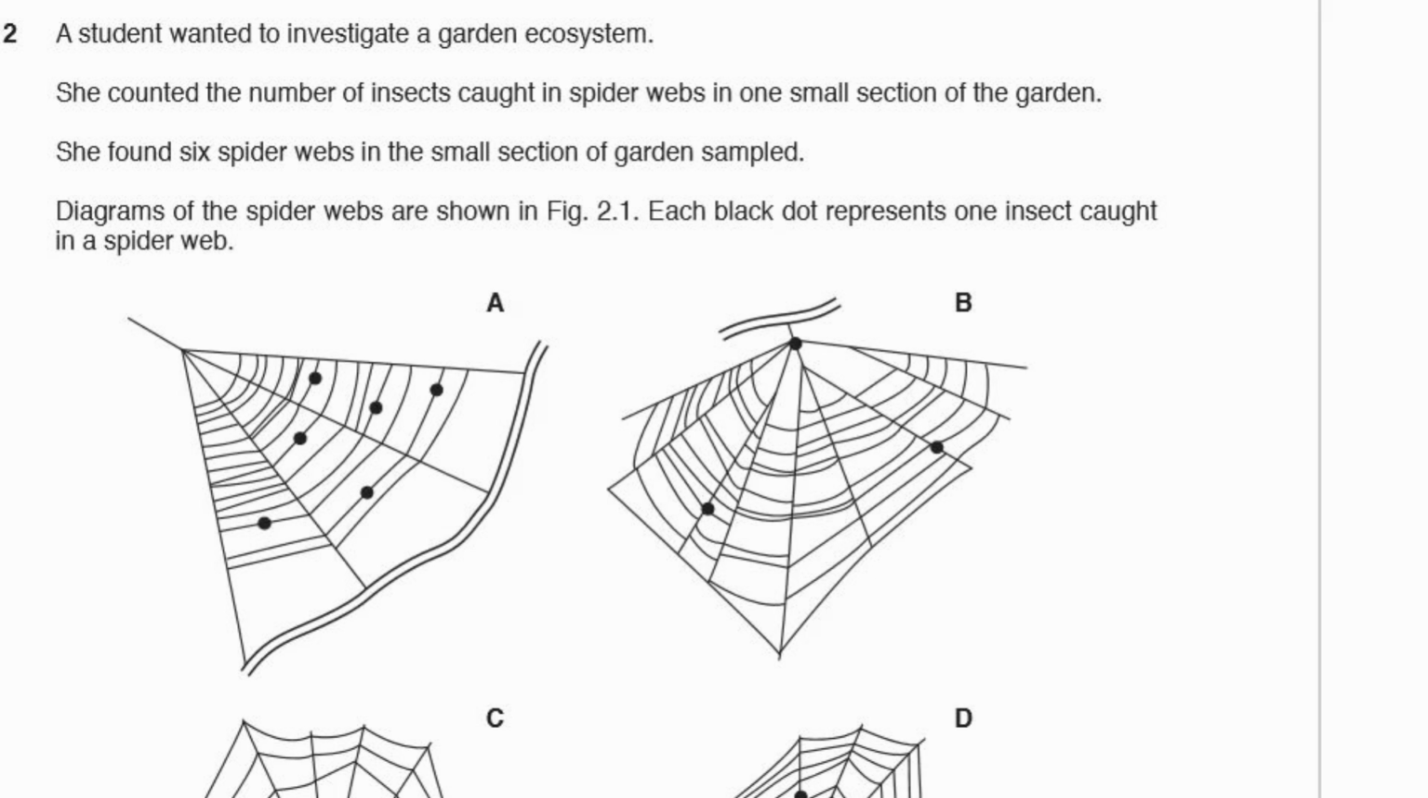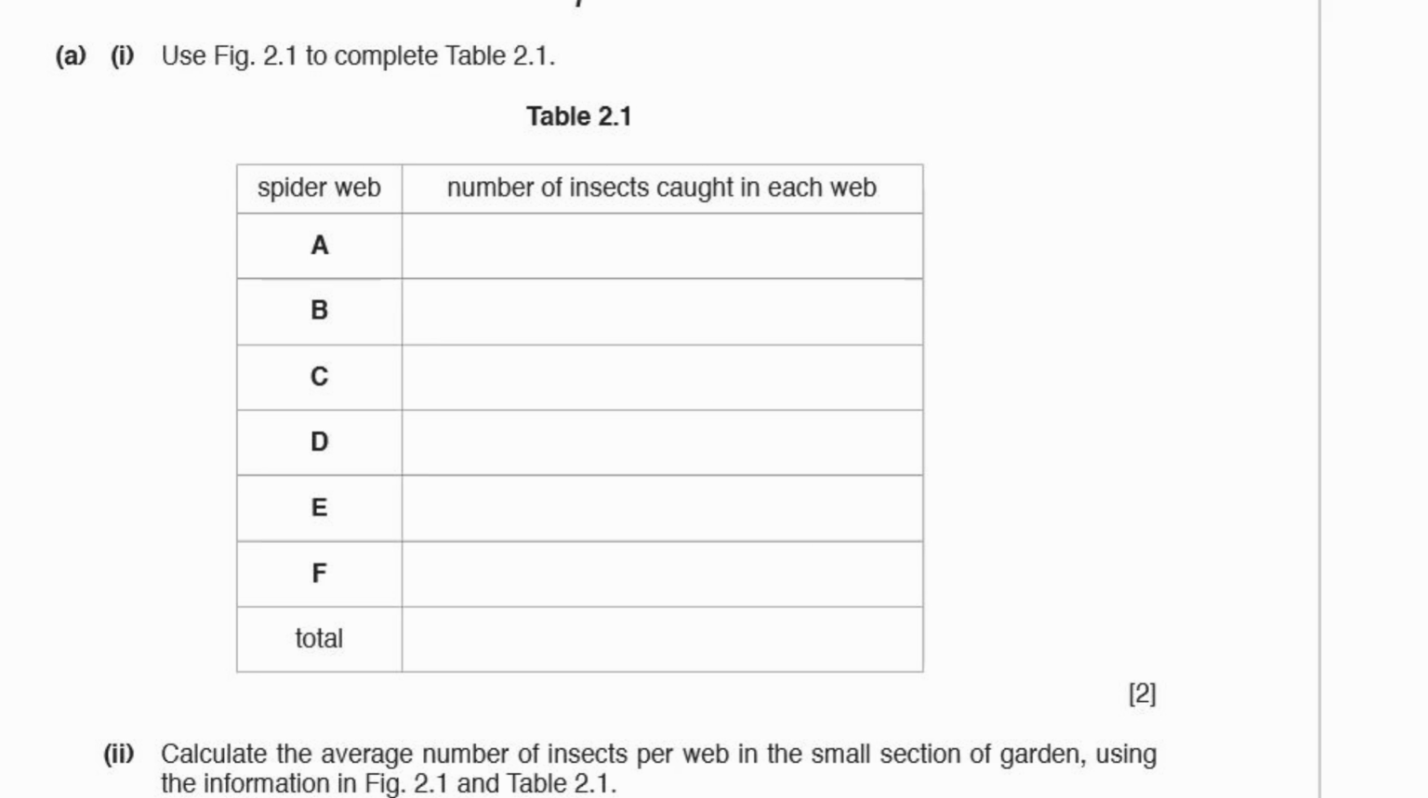Okay, question 2. A student wanted to investigate a garden ecosystem. She counted the number of insects caught in spider webs in one small section of the garden. She found 6 spider webs in the small section of garden sampled. Diagrams of the spider webs are shown in figure 2.1. Each black dot represents one insect caught in a spider web. Okay, A1, use figure 2.1 to complete table 2.1. Okay, so basically they want you to count how many insects were caught in each of the webs.